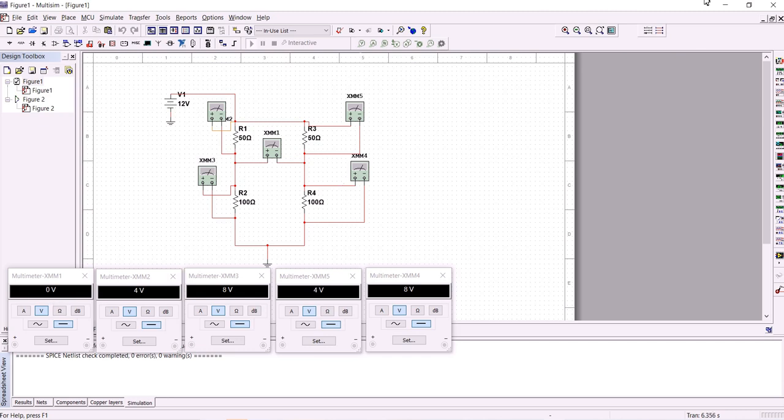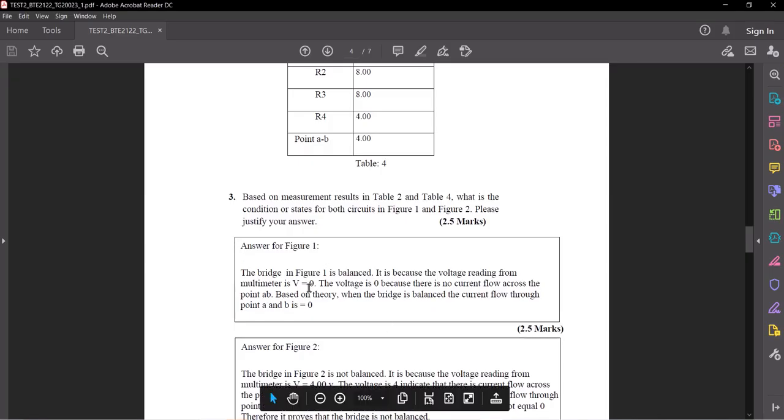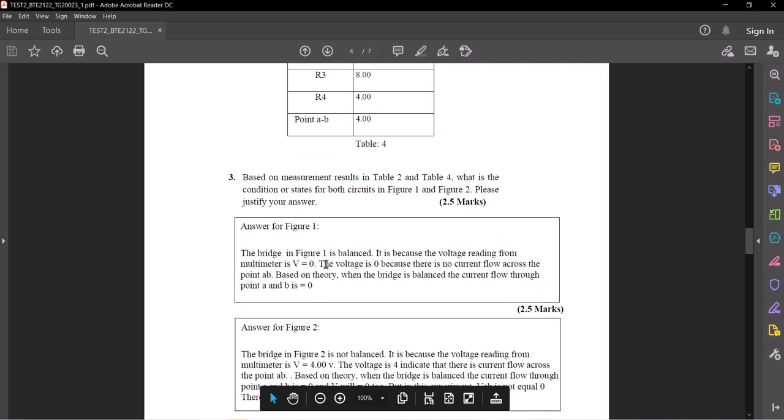So, when the voltage is equal to 0, that means the bridge in figure 1 is balanced. It is because the voltage reading from the multimeter is V equals 0. The voltage is 0 because there is no current flow across the point AB. Based on the theory that we learned, when the bridge is balanced and the current flow through point AB is 0, the voltage reading will be 0 too. So that's for figure 1.